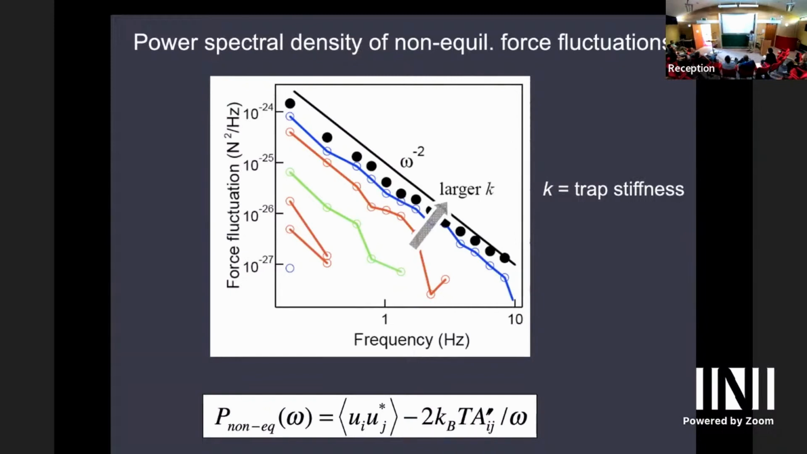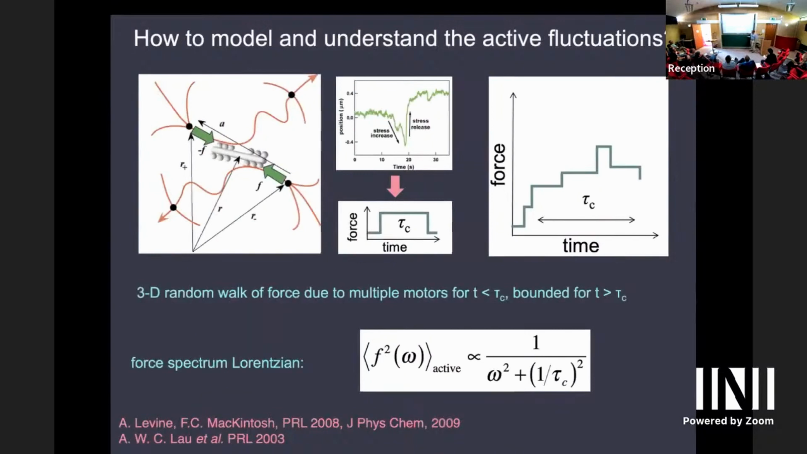But in the power spectrum, you see a slope of omega to the -2. In the mean square displacement, you see a slope of +1, and in the compliance, you see a slope of -1. So it's just different ways of plotting it, but it's the same thing. And the simple model for that is actually going back to work by Alex Levine and Fred McIntosh, and also Andy Lau. Can I get rid of this thing?